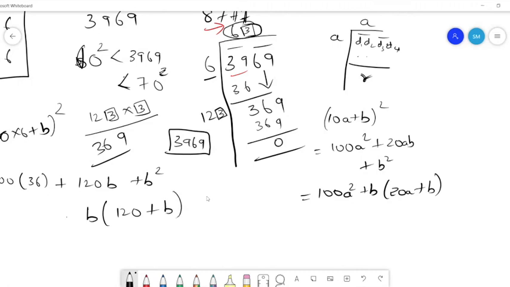Right. So 120 plus b, in place value, it's nothing but 12b. If b is a single digit, then 120 plus b would be written as 12b. Exactly. And 12b into b. Yes, right. So now can you complete all the pictures?